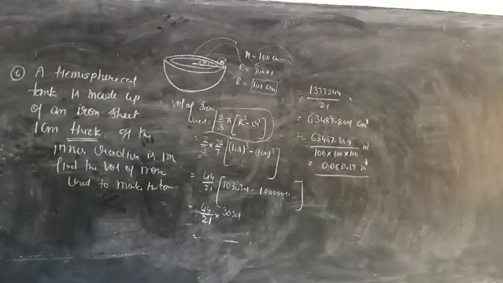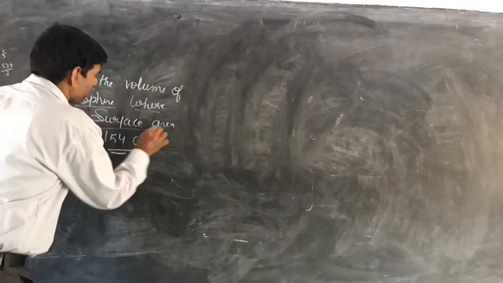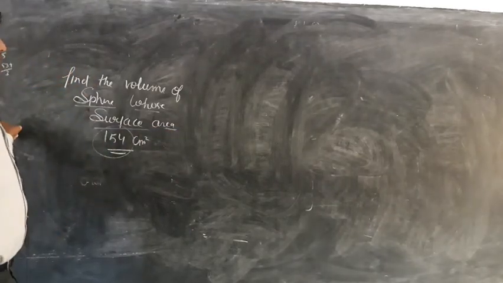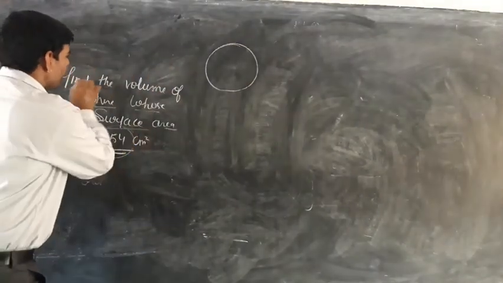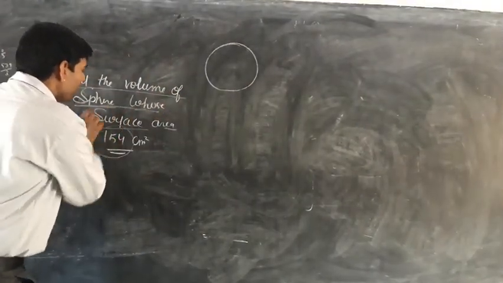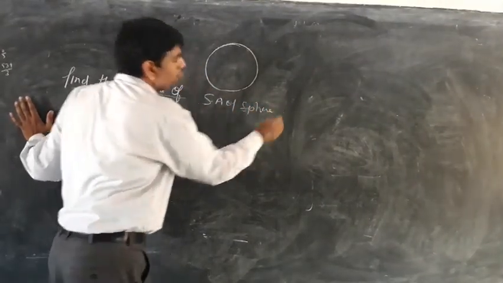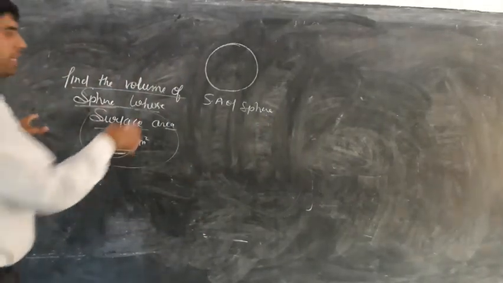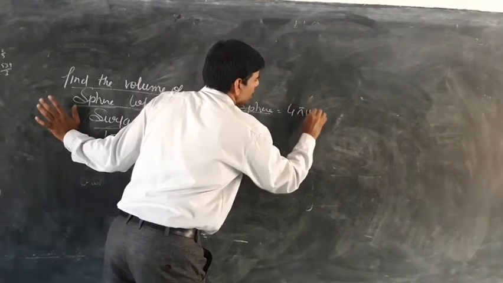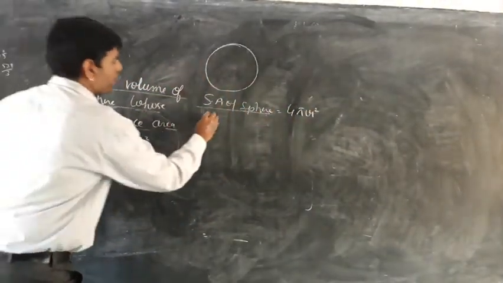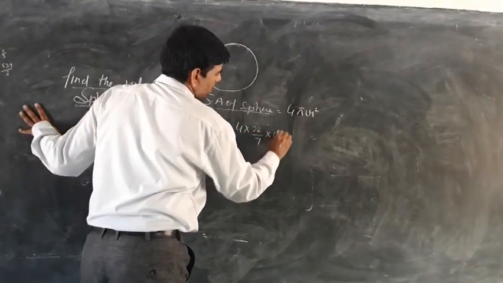Next question: find the volume of a sphere whose surface area is 154 centimeter square. That is the shape of the sphere. We have to find the volume of the sphere, and we are given the surface area. First we have to find the radius of the sphere. The surface area formula of a sphere is 4 pi r square. So 154 is equal to 4 into 22 upon 7 into r square.